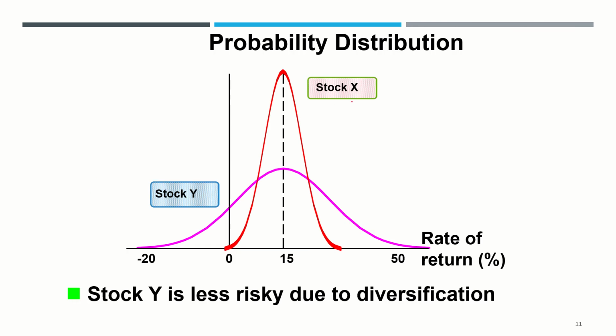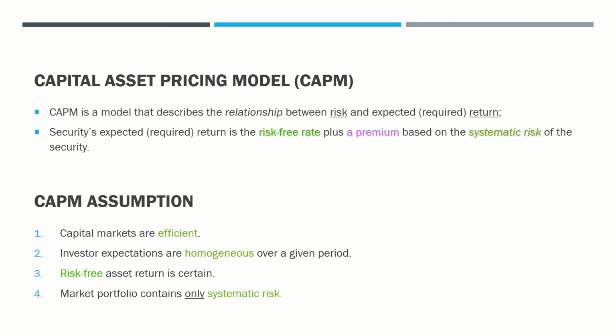Okay, so basically ini adalah probability distribution of an asset. Kalau kita tengok stock X ni dia punya probability distribution tinggi. Sangat tinggi kat sini. Maksudnya rate of return dia 15. Di mana stock Y ni due to diversification dia punya risiko adalah lebih rendah berbanding dengan stock X.